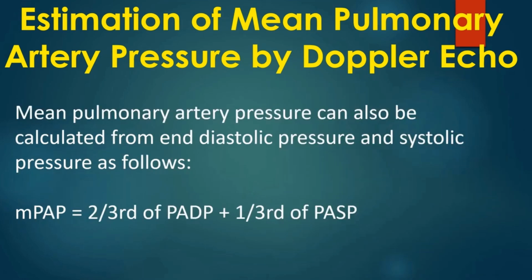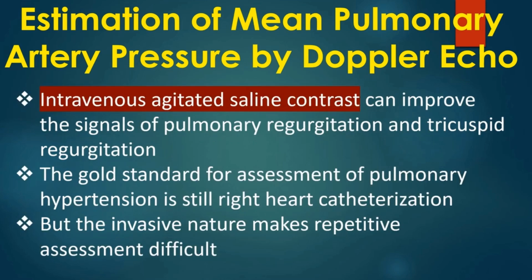Mean pulmonary artery pressure can be calculated from end diastolic pressure and systolic pressure as follows. Mean pulmonary artery pressure equal to 2/3 of pulmonary artery diastolic pressure plus 1/3 of pulmonary artery systolic pressure. Intravenous agitated saline contrast can improve the signals of pulmonary regurgitation and tricuspid regurgitation.